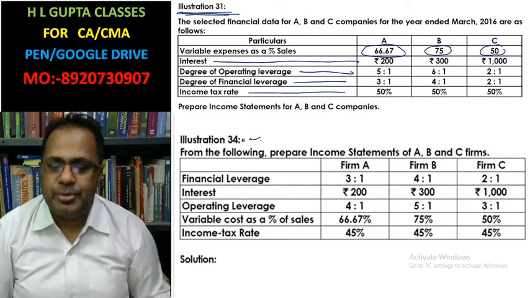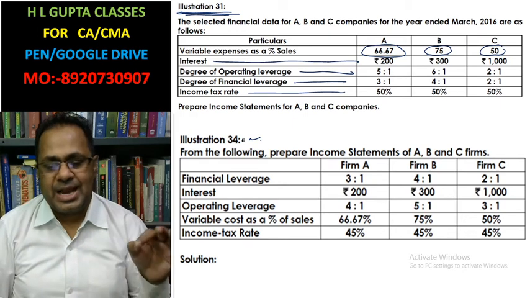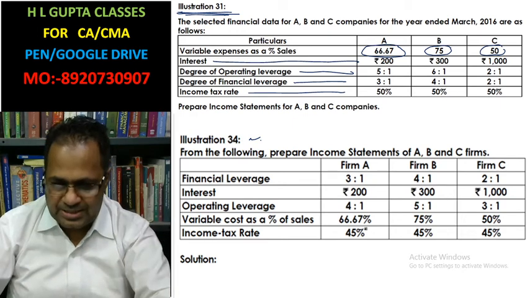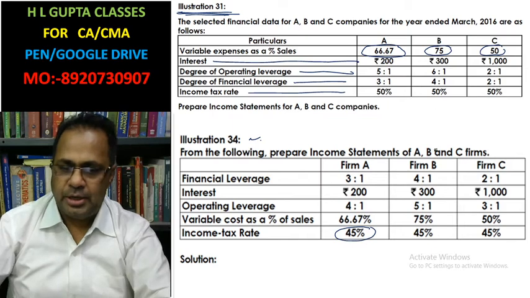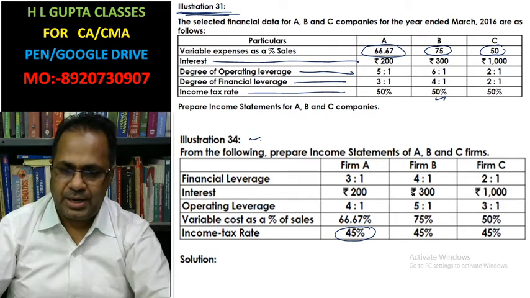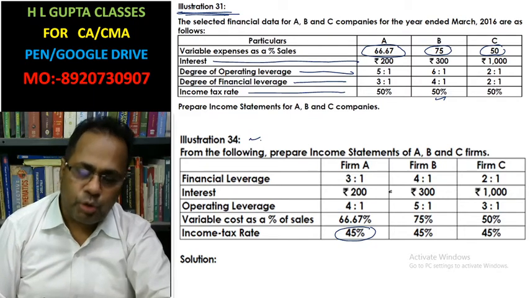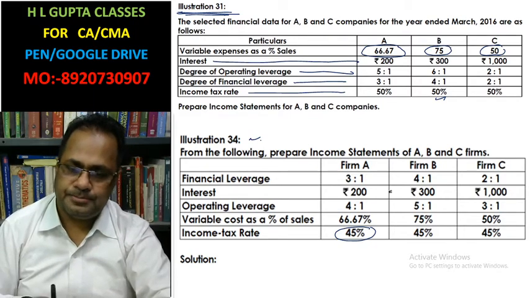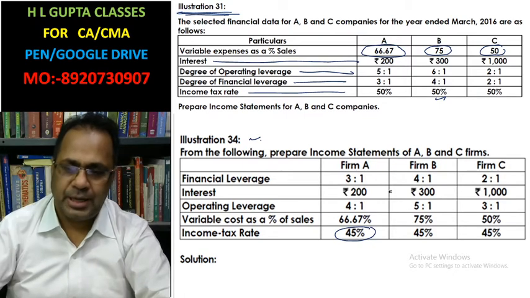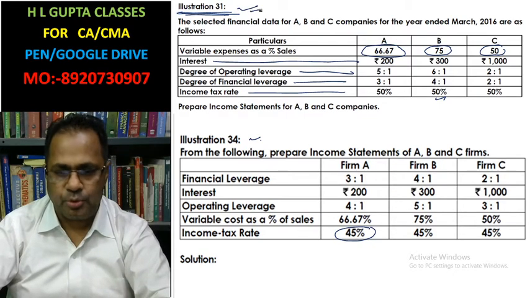Exactly the same you have to do, just a slightly numerical change. Here the tax rate is 45%, here the tax rate is 50%. That is 4.1 degree of financial leverage. This is also 4.1 degree of financial leverage. Degree of combined leverage 5.1. This is slightly changed. I am going to solve one question, that is question number 31.